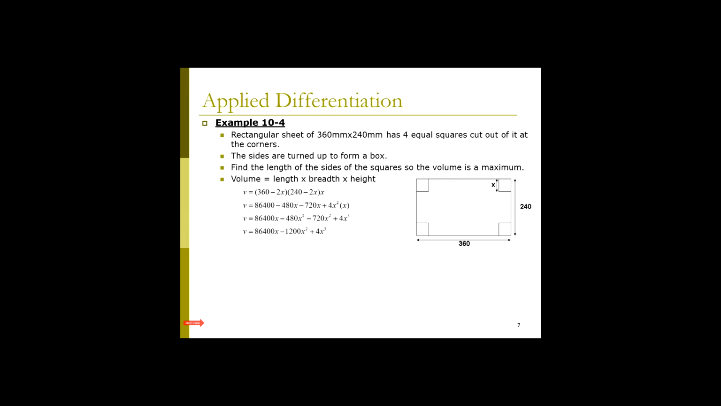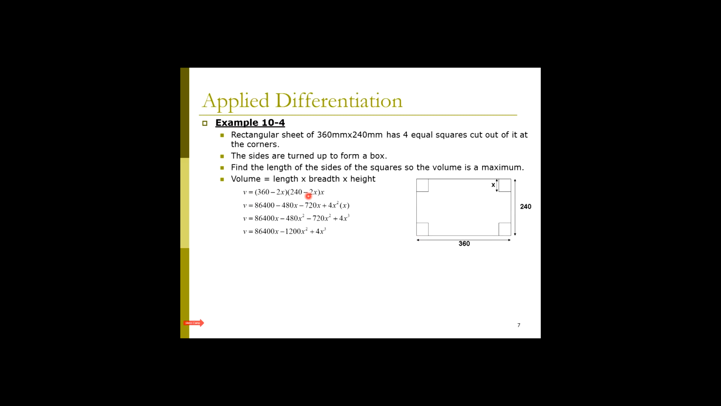First of all, if x is the same here and here, the length of our final container must be 360 minus 2x. Similarly, the breadth of our final container must be 240 minus 2x. And finally, the height, of course, will be x.